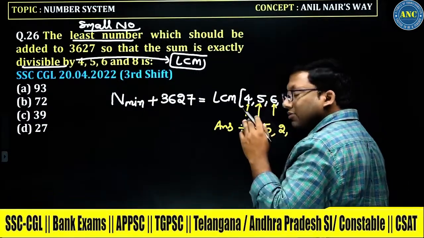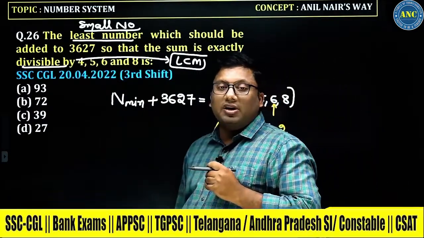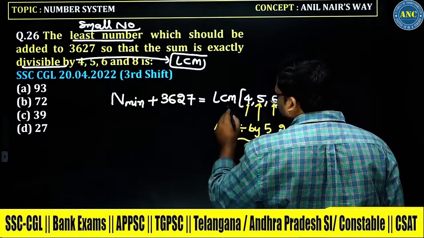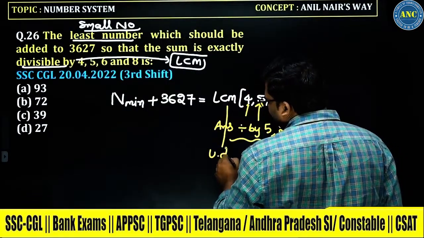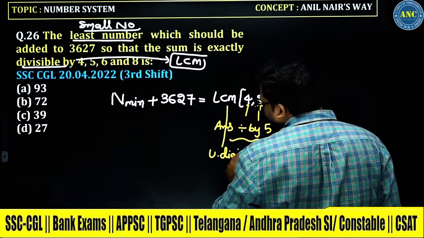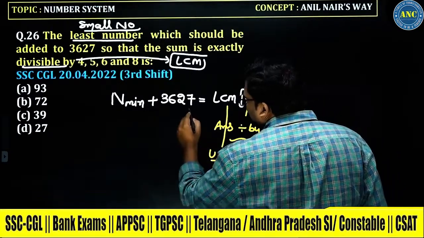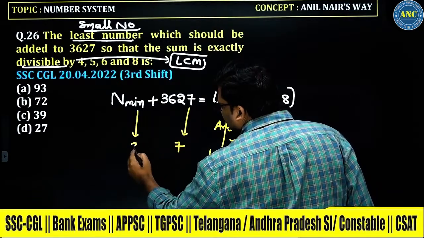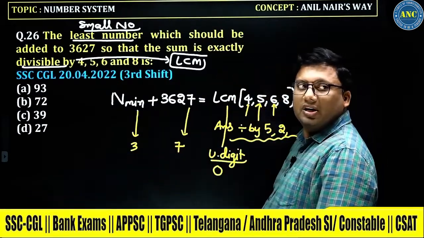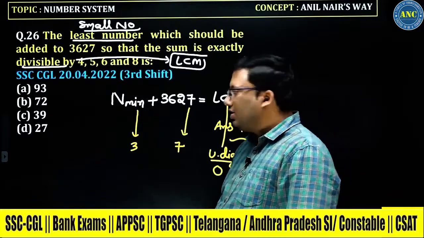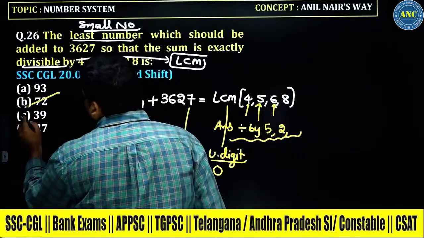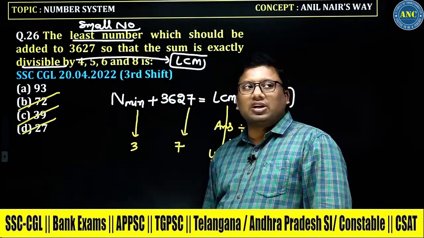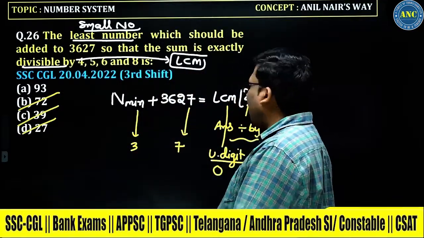5 into 2 is my main focus point. Why? Because 5 into 2 is 10. So if it is divisible by 10, the right hand side unit digit will be 0. Here the left hand side unit digit is 7, so the added number's unit digit should be 3, because 7 plus 3 is 10. The answer's unit digit has to be 3, so 72, 39 and 27 are eliminated.